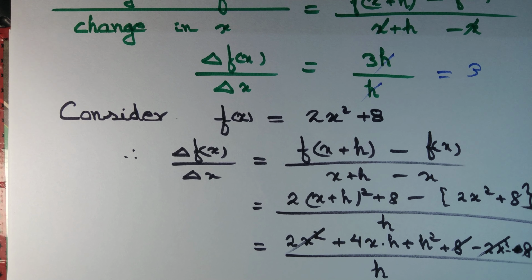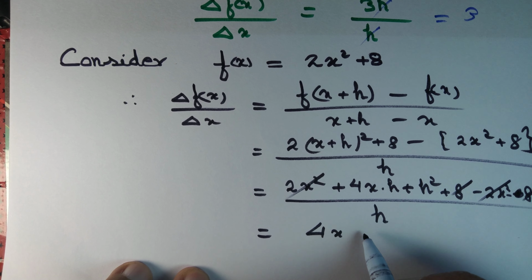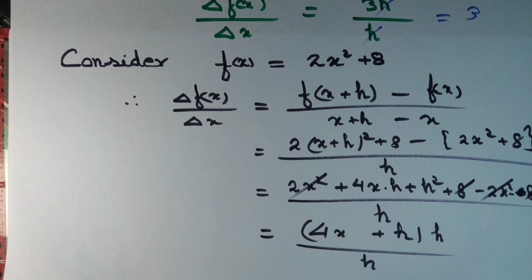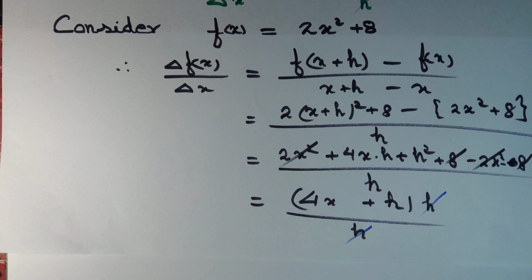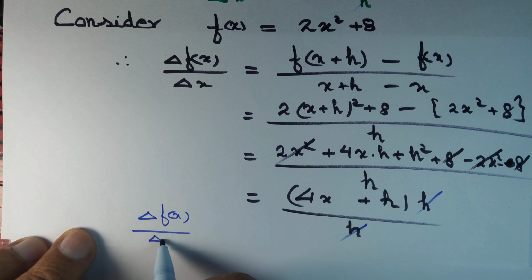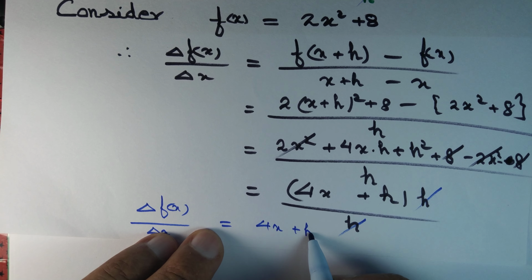As long as h is not equal to 0, we can take h common and h will also get cancelled. So we cancel out h. So in this case, change in f(x) by change in x is equal to 4x plus h.